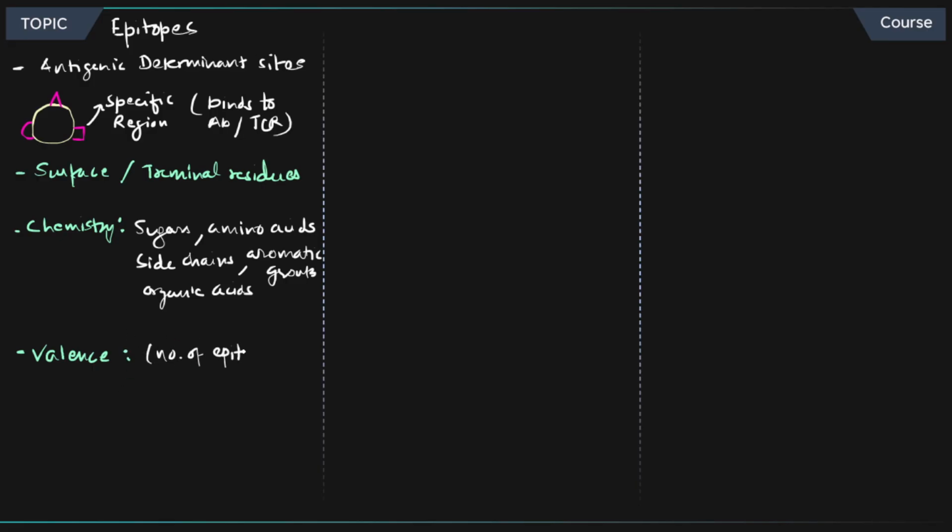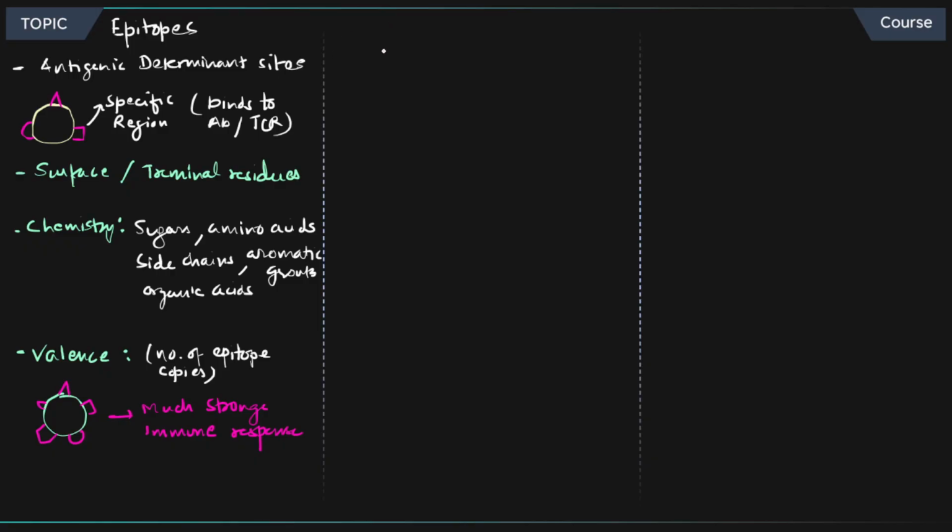Valence. Valence is how many epitope copies are present in the antigen. That is the valency of that particular antigen, right? For example, as you can see, the more epitopes are present, the stronger the immune response that can be generated. So this is how you can have a vaccine candidate: if you have multiple epitopes, you will get a better response.